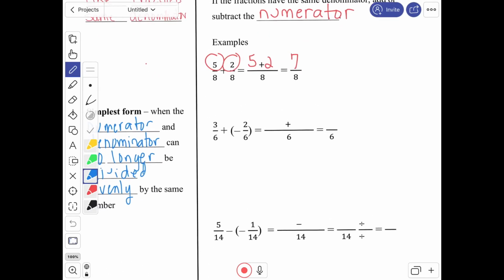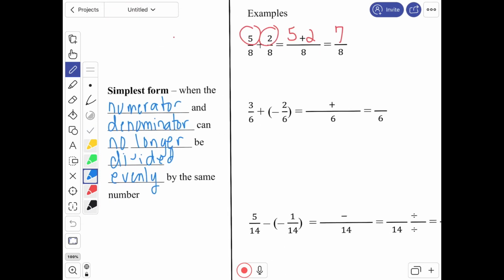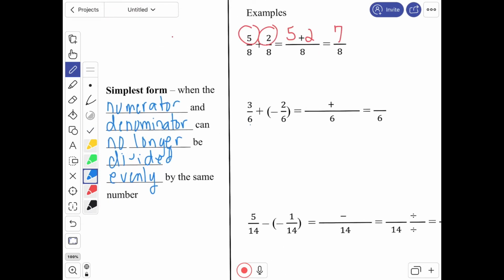So our example is 3/6 plus negative 2/6. Since they both have a 6 as the denominator, the 6 stays the same. So we are adding 3 plus negative 2. And remember those rules for integers. If the signs are not the same, we're subtracting. So that would make 1/6. And I cannot divide 1 and 6 by anything, so that is in simplest form.